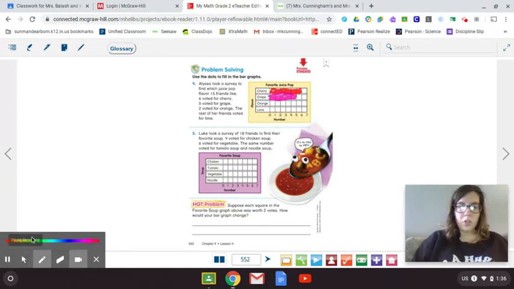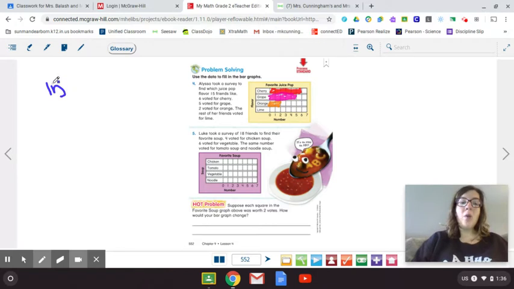2 voted for orange. And it says the rest voted for lime. So we know that there were 15 people total. Okay. Now we need to figure out how many people she surveyed first. So this is a 2-step problem.